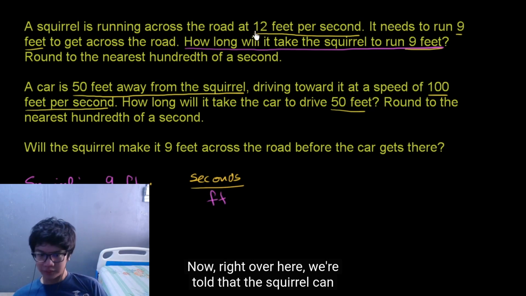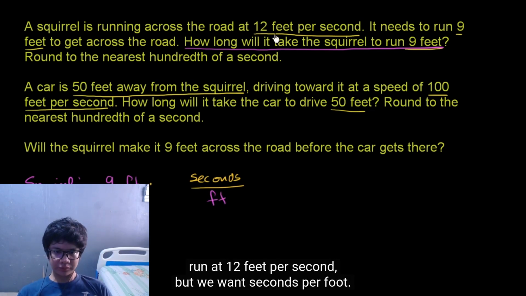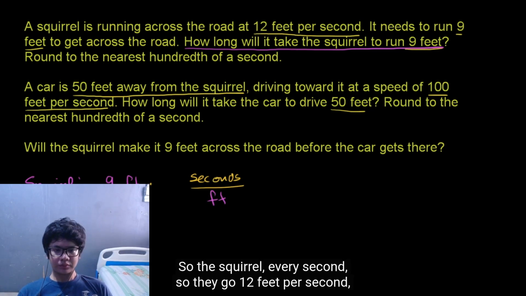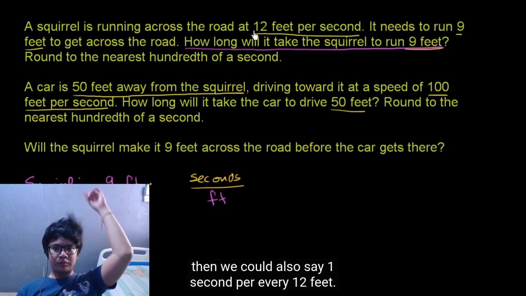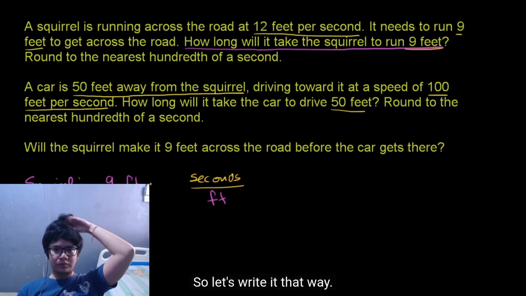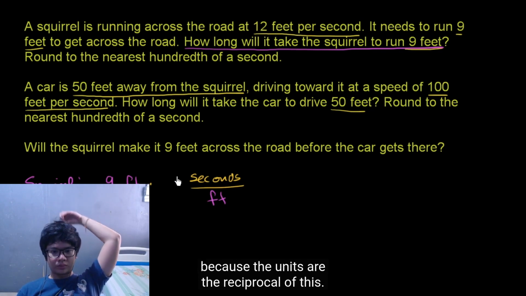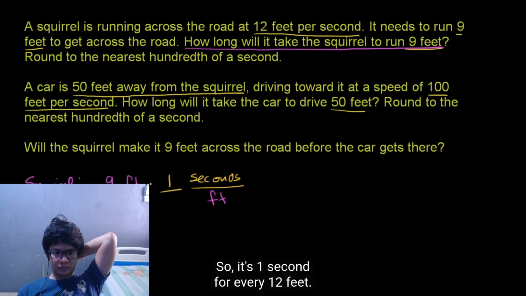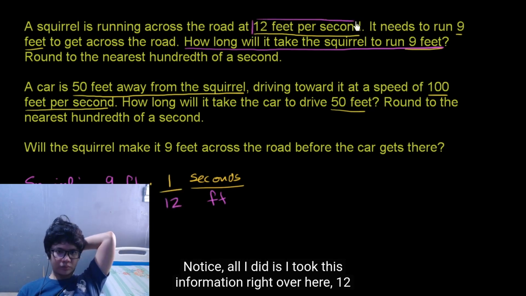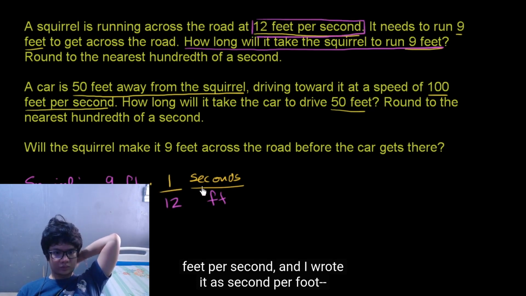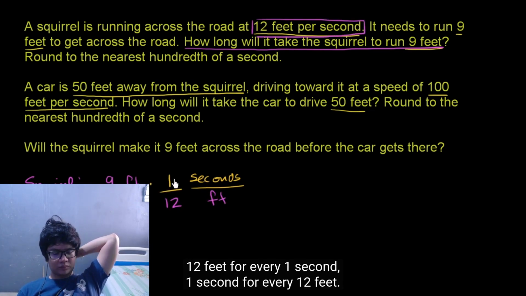Now, right over here, we're told that the squirrel can run at 12 feet per second, but we want seconds per foot. So the squirrel goes 12 feet per second, then we could also say 1 second per every 12 feet. So let's write it that way. It's essentially the reciprocal of this because the units are the reciprocal. So it's 1 second for every 12 feet. Notice all I did is I took this information, 12 feet per second, and I wrote it as seconds per foot. 12 feet for every 1 second, 1 second for every 12 feet.